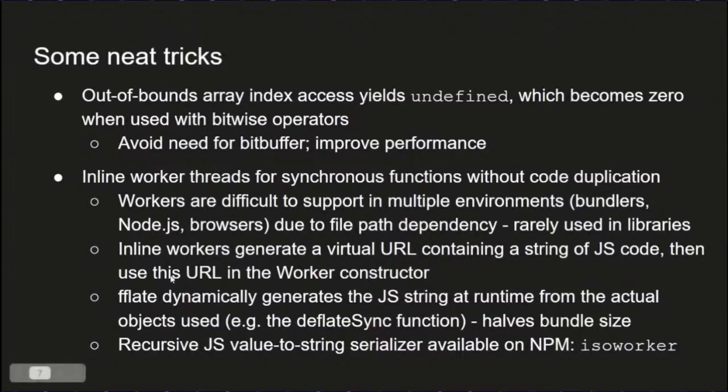The interesting thing about how fflate does it is that it actually dynamically generates the JavaScript string at runtime from the actual objects that are used in the code. So, for example, the deflate sync function is one of the functions used in fflate, and it's actually used to create the string that represents it at runtime.